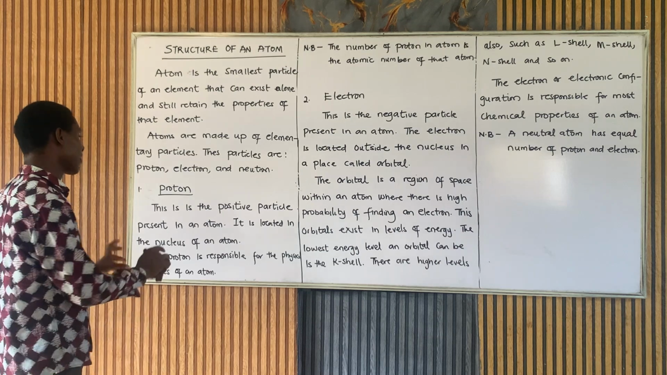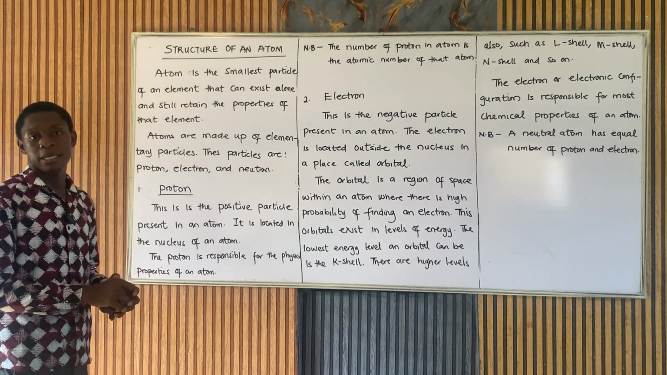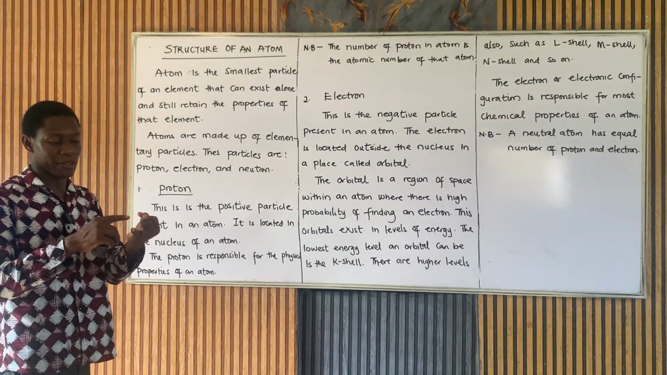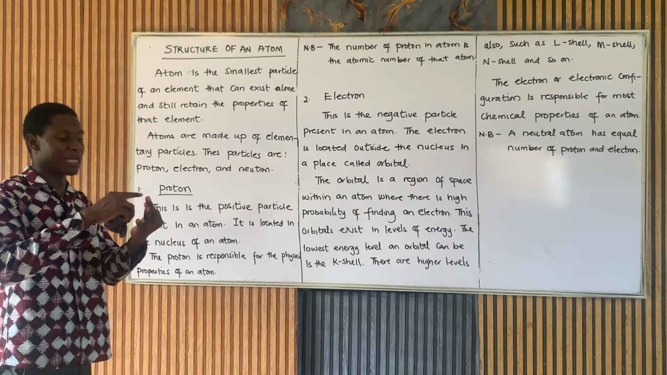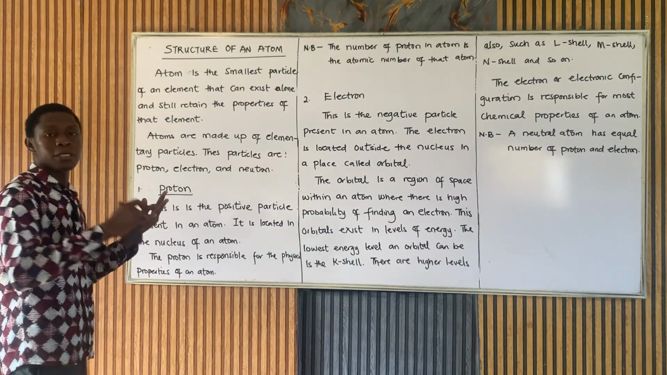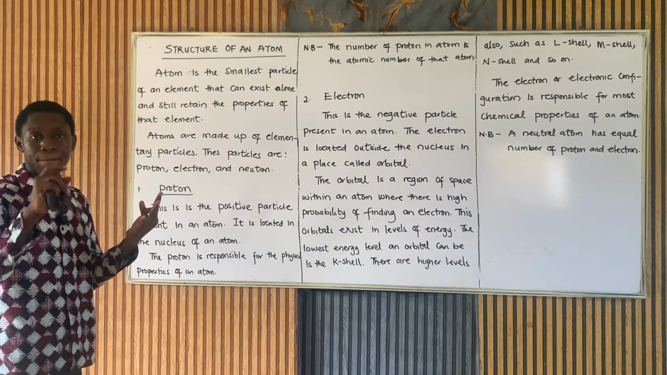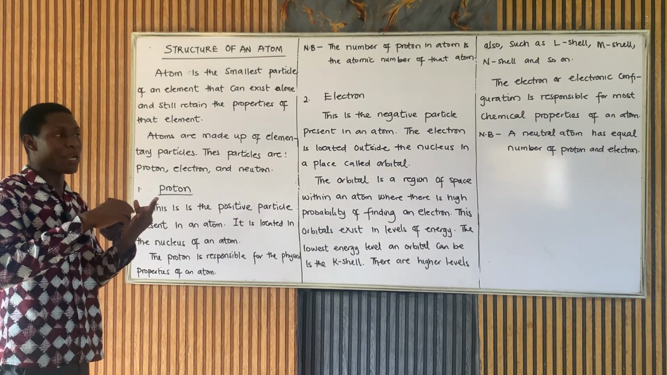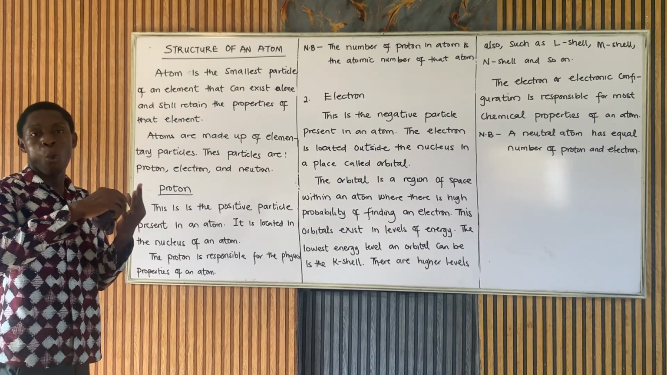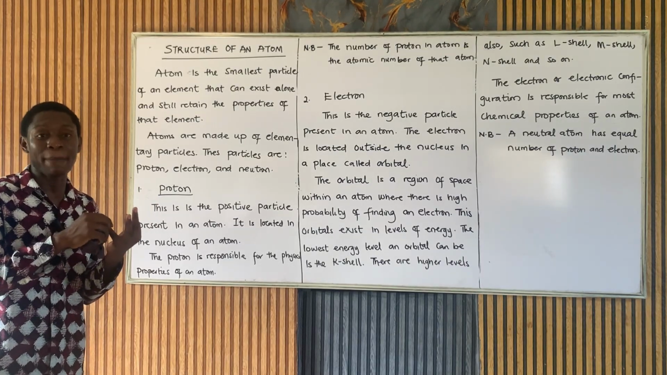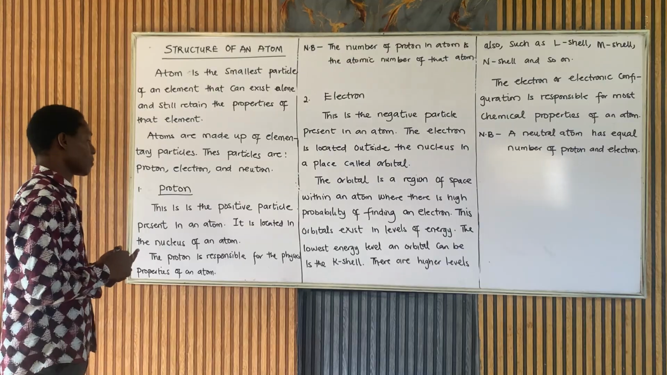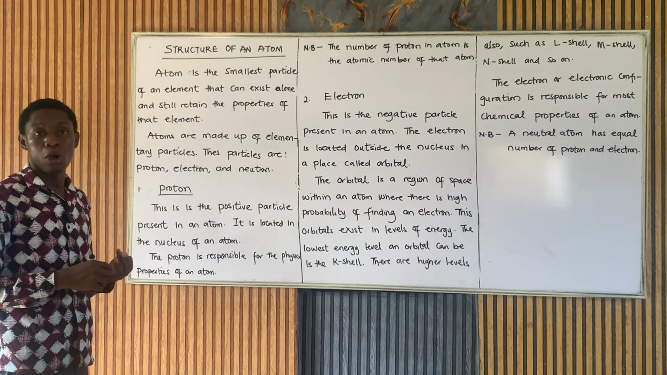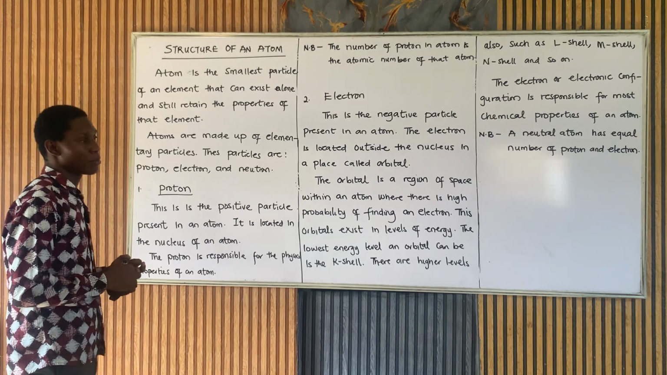The proton is the positive particle present in an atom. Like I said, an atom has three particles inside: protons, electrons, and neutrons. But you see this proton, that is the positive particle in an atom. So amidst these three particles, one of them is positive, and that happens to be the proton. The proton is responsible for most physical properties of an atom.